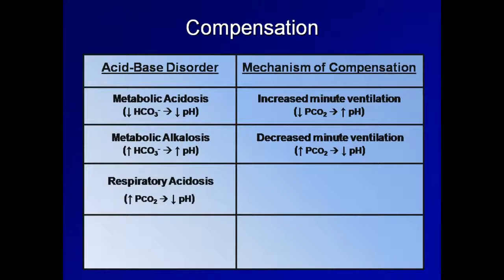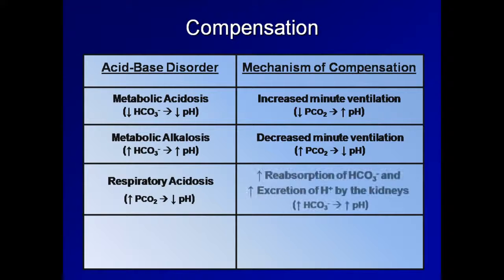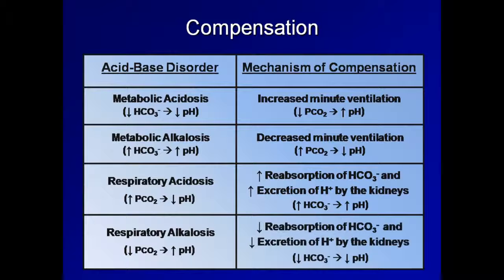In a respiratory acidosis, PCO2 is too high and the pH is too low. The body's metabolic response is to absorb more bicarb in the proximal tubule of the kidney and to increase excretion of hydrogen ions in the distal tubule. This increases serum bicarb and helps to increase pH. Finally, in a respiratory alkalosis, PCO2 is too low and the pH too high. The kidneys then reabsorb less bicarb and excrete less hydrogen ions.